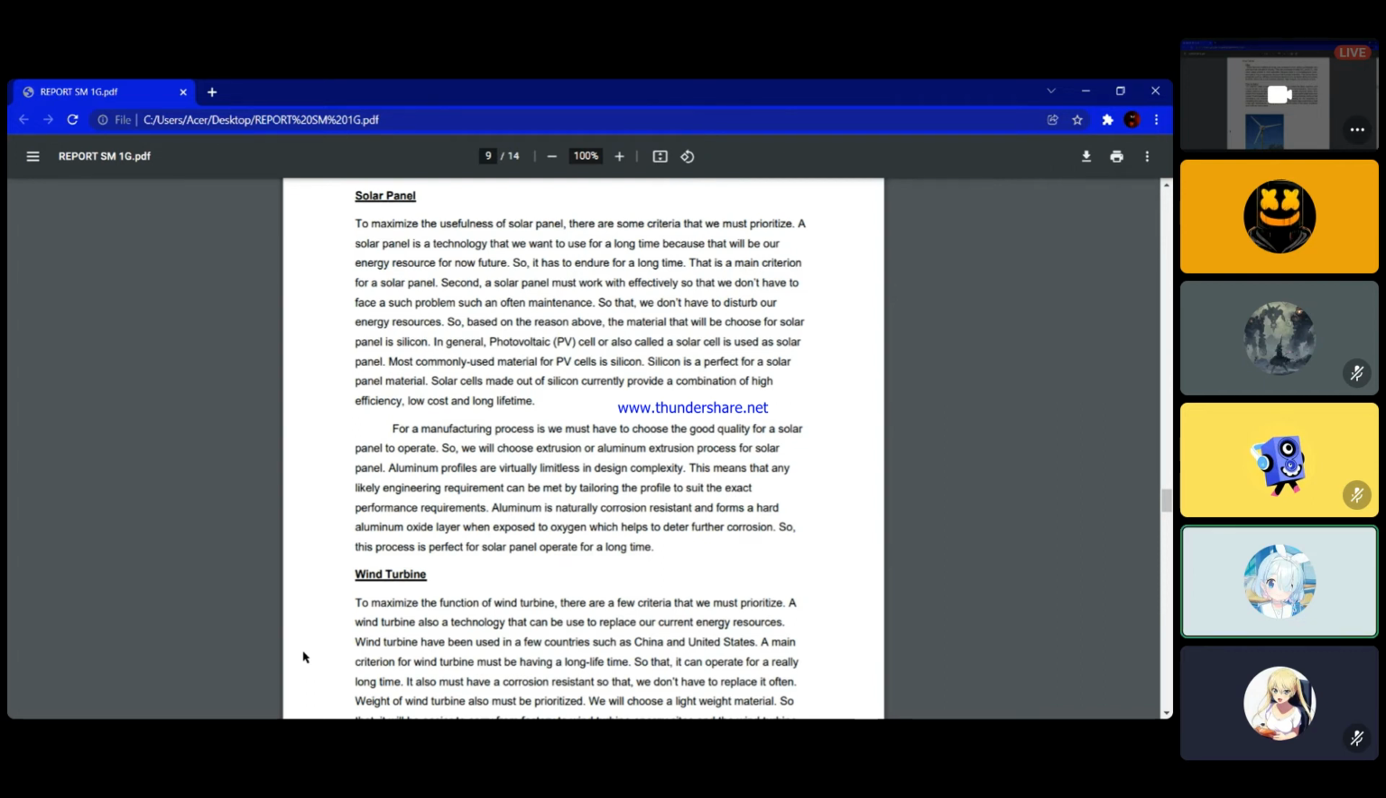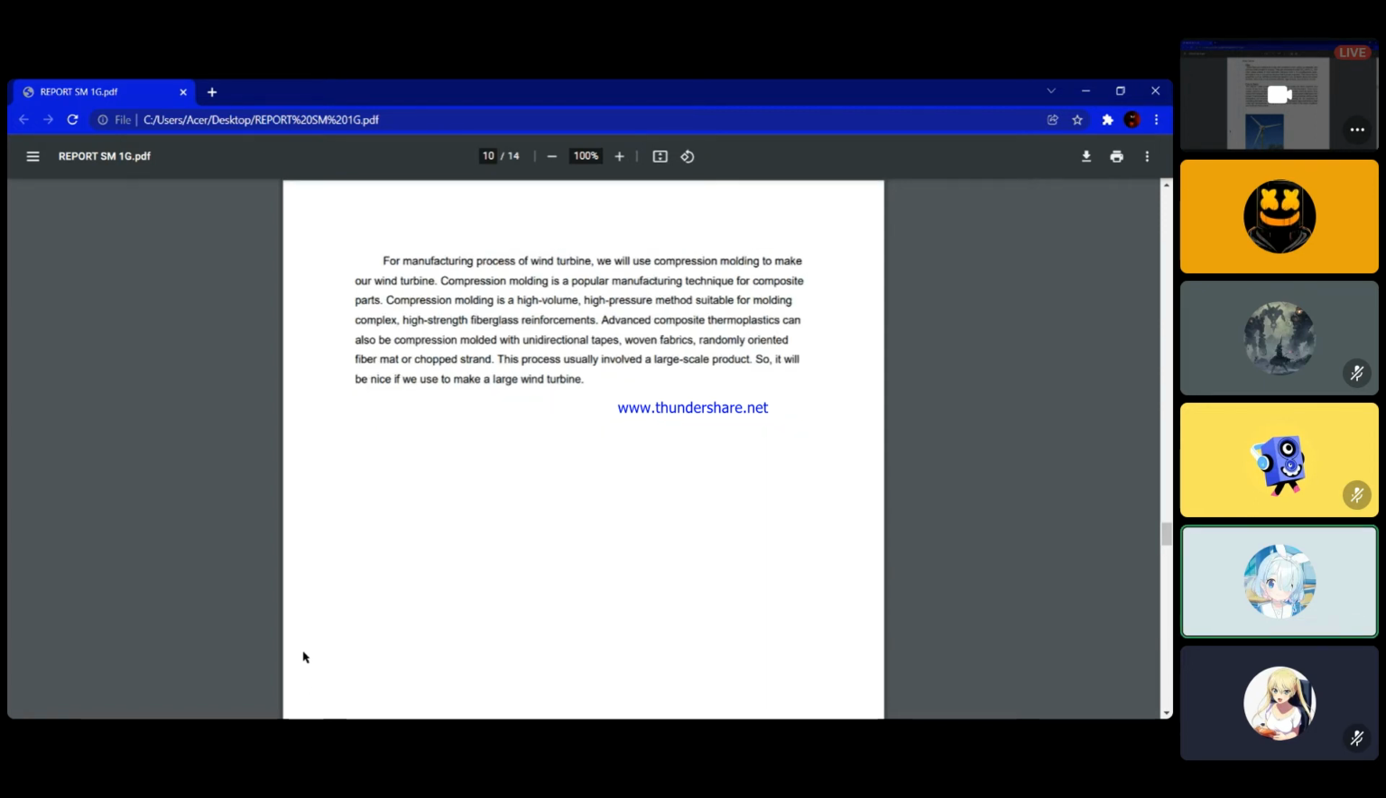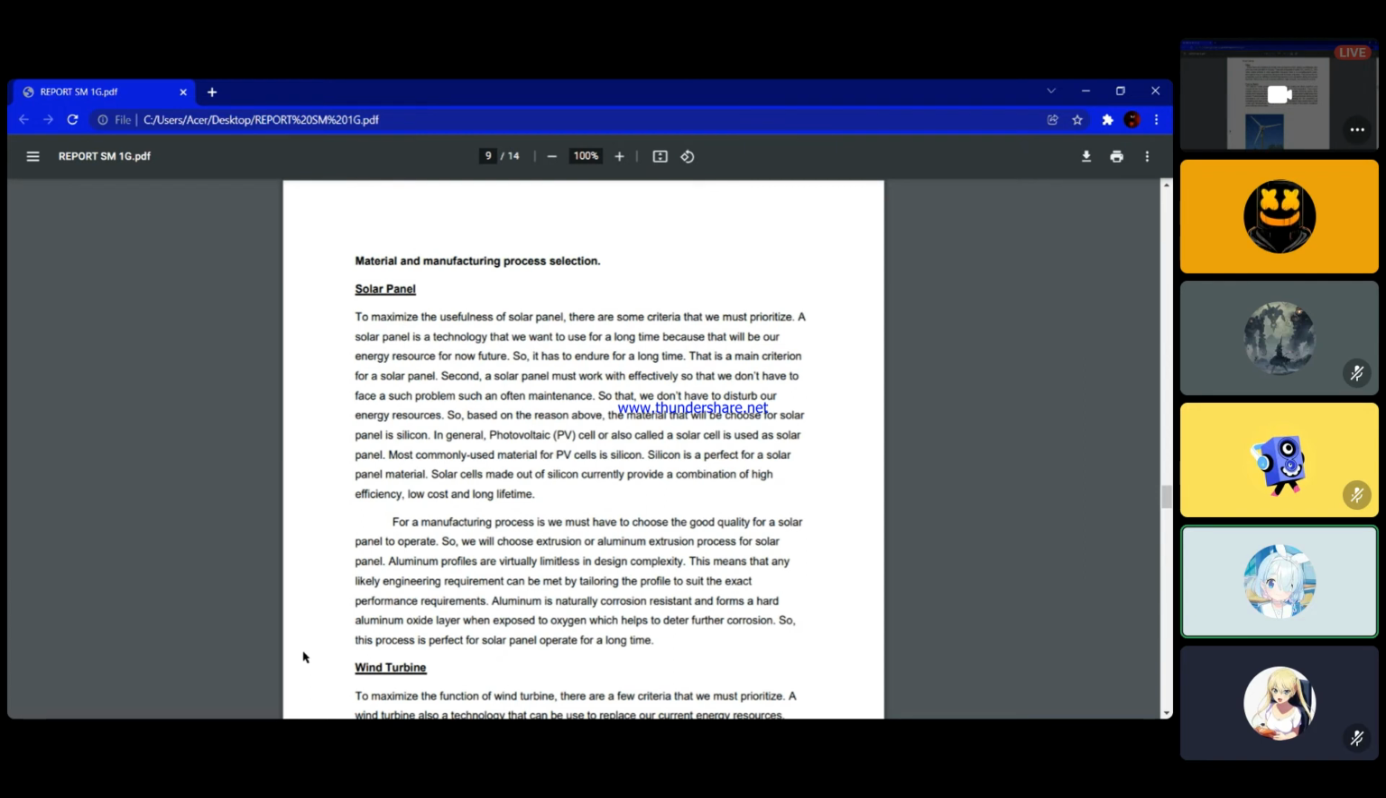For the manufacturing process, we must choose good quality for a solar panel to operate. So we will choose the extrusion, or aluminum extrusion, process for the solar panel. Aluminum profiles are virtually limitless in design complexity. This means that any likely engineering requirement can be met by tailoring the profile to suit the exact performance requirement. Aluminum is naturally corrosion resistant and forms a hard aluminum oxide layer when exposed to oxygen, which helps to deter further corrosion. So this process is perfect for a solar panel to operate for a long time.